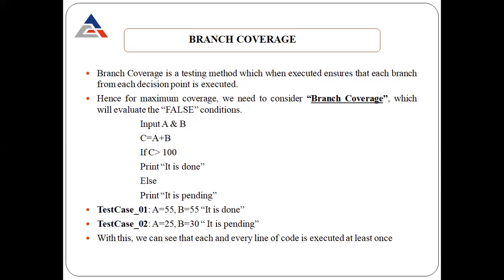So you can write any comment over there in the side. It means case one is for the condition being true, and case two is for the condition being false. With this, we can see that each and every line of code is executed at least once. Again, we have two branches covered: one branch if the condition is true, one if the condition is false, and we check and execute each line of code at least once.